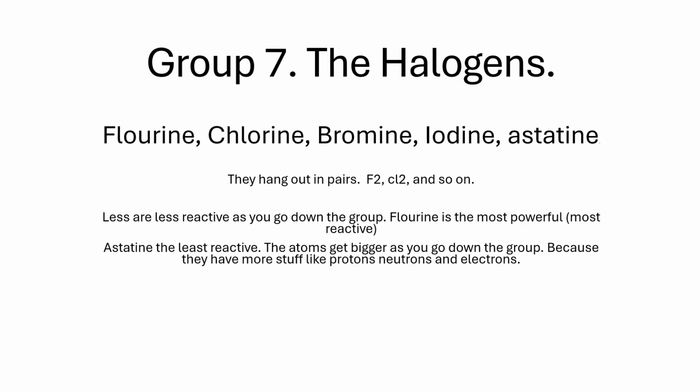Here we've got group 7, halogens. Inside that group, it's very important to remember the name halogens. We've got fluorine, chlorine, bromine, iodine, and astatine, as you go down. So fluorine at the top, chlorine.